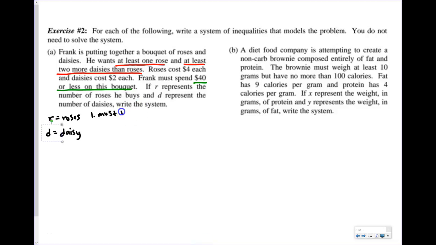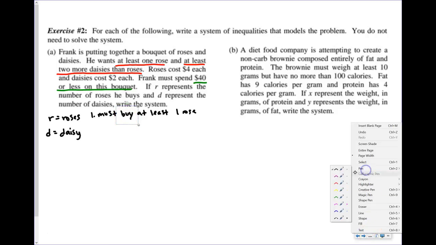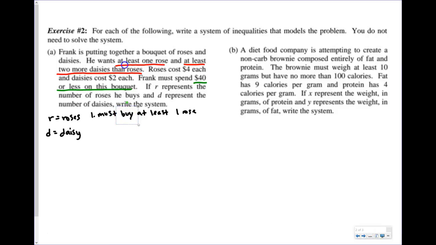Sorry. He must buy at least 1 rose. So we know that. Okay, so this is actually going to be several problems. Him buying at least 1 rose has its own equation. That one equation, I'm going to underline with red: at least 1 rose. And let's underline this other part in blue: at least 2 more daisies than roses.